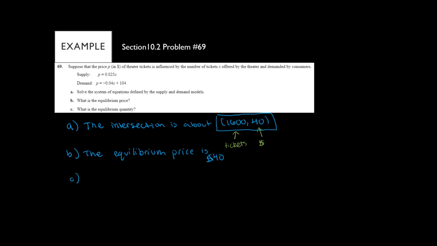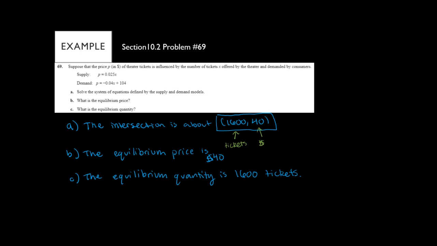And then part C, what is the equilibrium quantity? Quantity is how many. So how many tickets to get to equilibrium? The equilibrium quantity is 1600 tickets. So this is basically saying that if we want to balance out the supply with the demand, we should price our tickets at about $40, and then we should expect to sell about 1600 tickets for this theater. That's sort of where it's at equilibrium, where the supply and the demand is going to be equal.